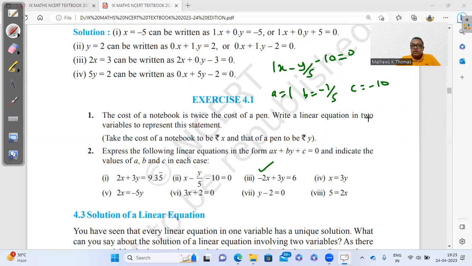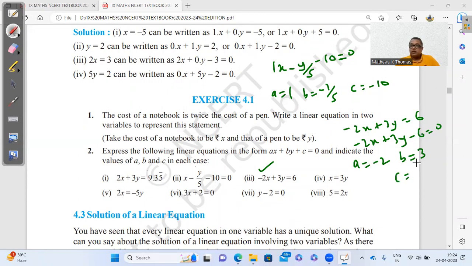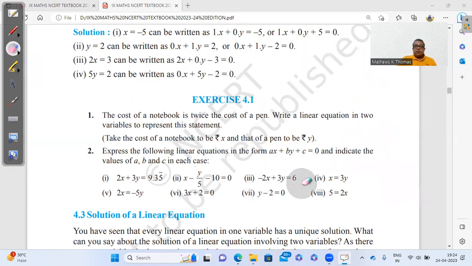Third part, minus 2x plus 3y equal to 6. So step number 1, I'm going to bring the 6 this side. So minus 2x plus 3y minus 6 is 0. Everything is to be brought to the left. Coefficient of x here is minus 2. So a value is negative 2. b value is 3 and c value is the constant minus 6. Right? So a is minus 2, b is 3 and c is minus 6. I hope you are understanding this and you will be able to do the remaining parts very confidently.